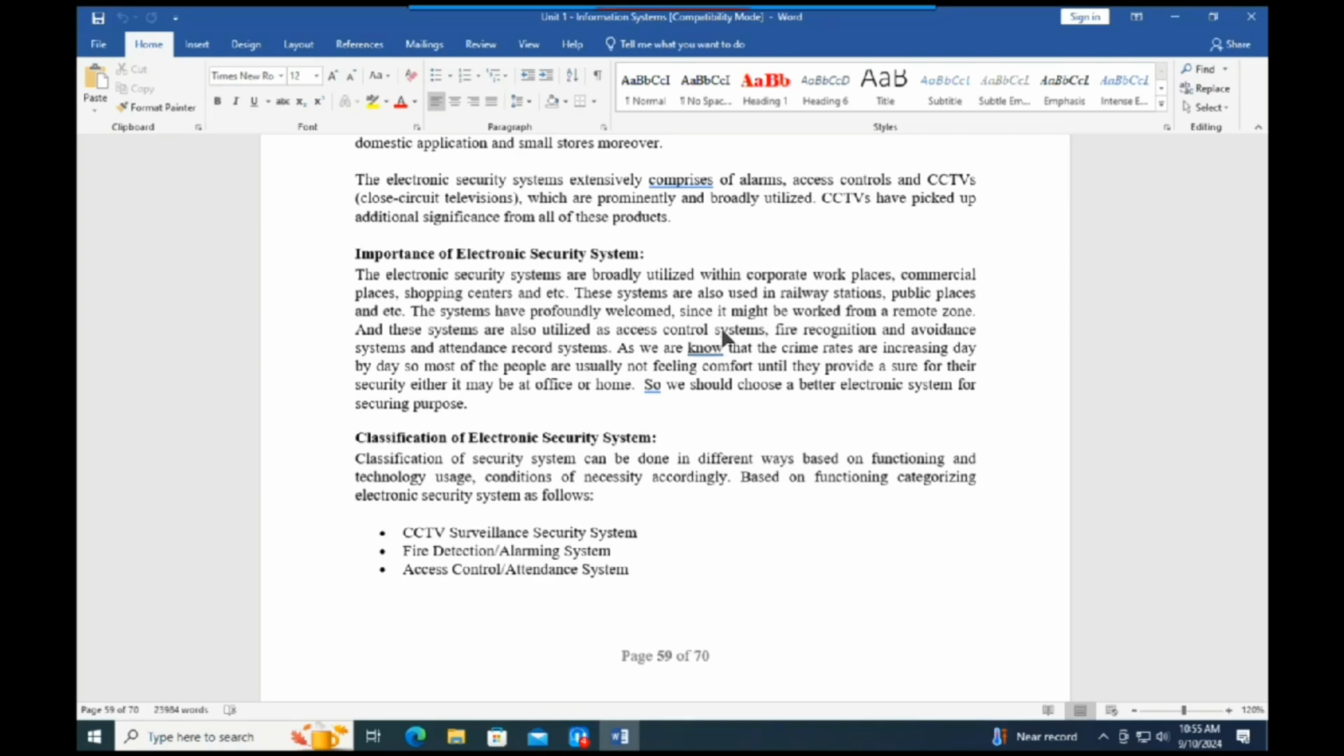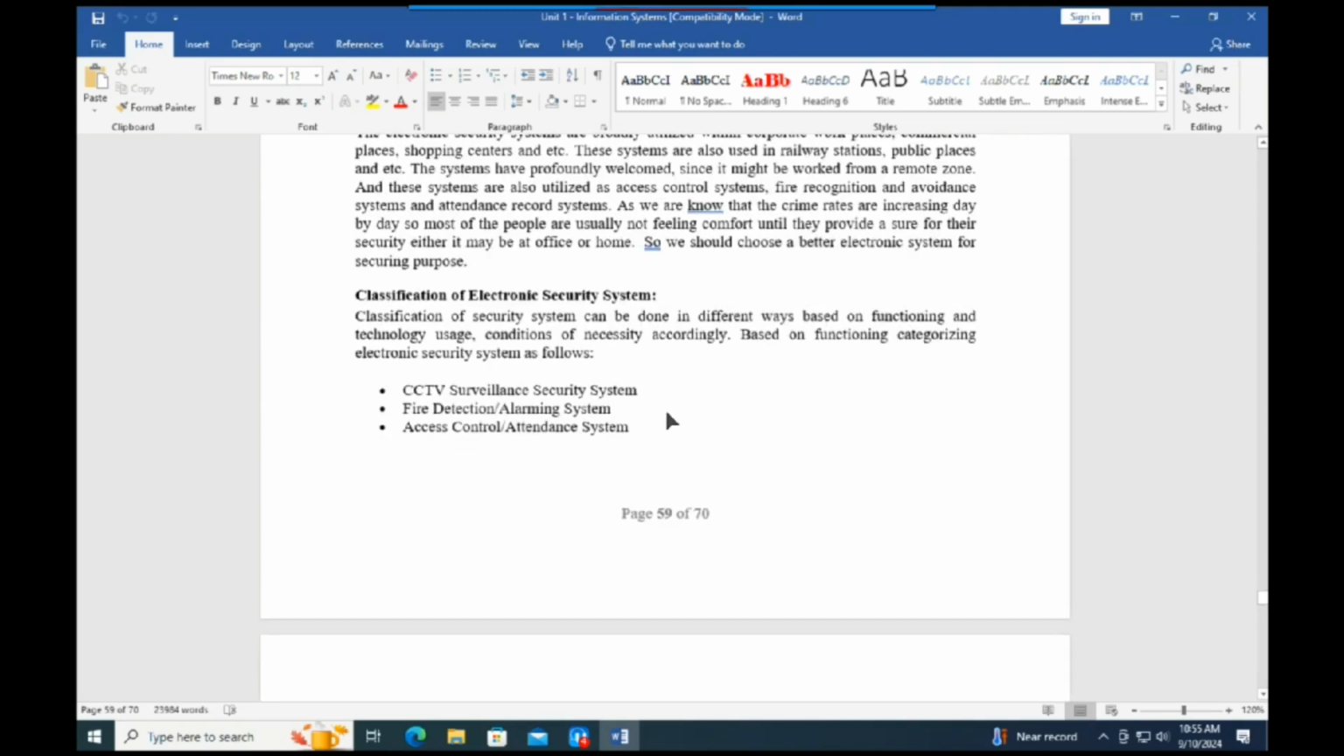This is because these systems can be controlled from a remote zone. They also utilize what we call access control systems. There's fire recognition, there are avoidance systems, and attendance record systems. It's important to keep a record of whoever came in and whoever went out for the purposes of security.